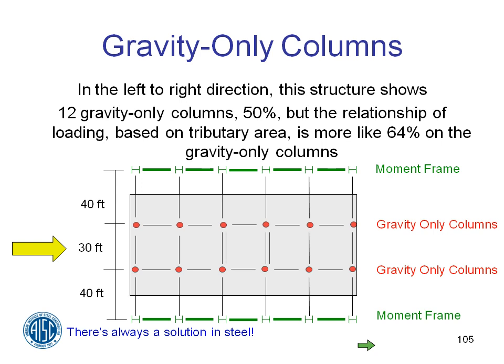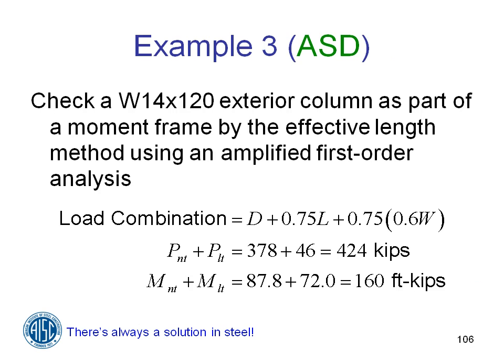And then all the remaining columns, the red columns, are all gravity-only columns. So if we simply count columns, 50% of the columns in this structure are gravity-only columns, 50% of the columns are moment frame columns. But if you look at the way the load is distributed, just based on tributary area, 64% of the load on this structure is on gravity-only columns. That number we'll use later on in this example.